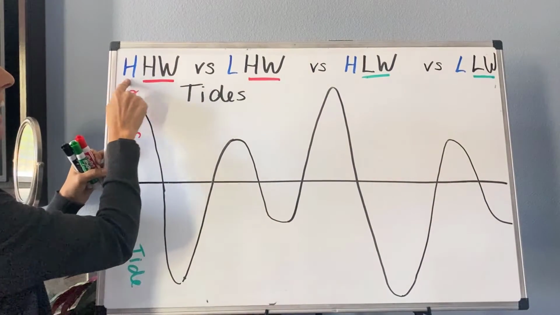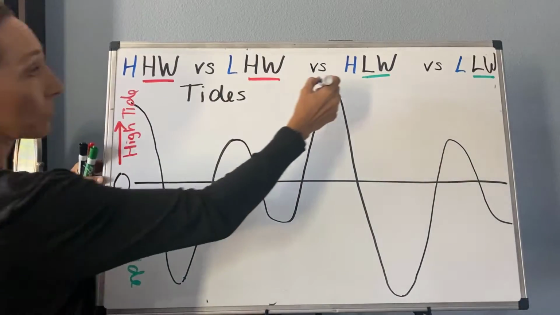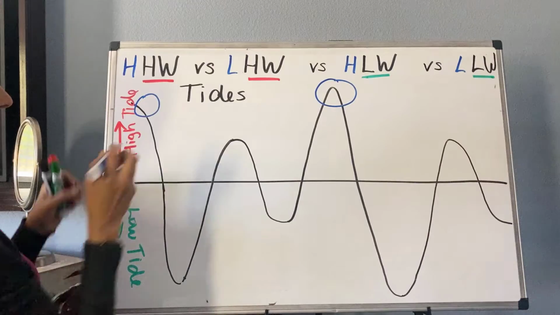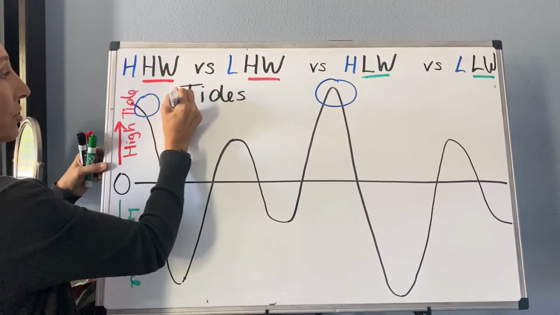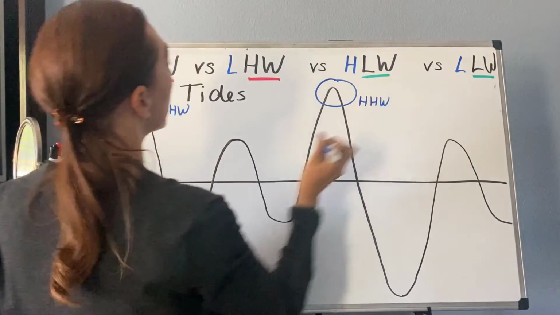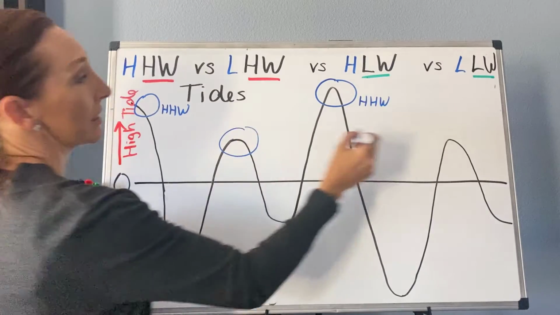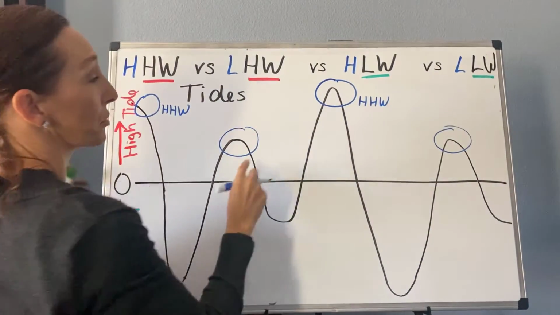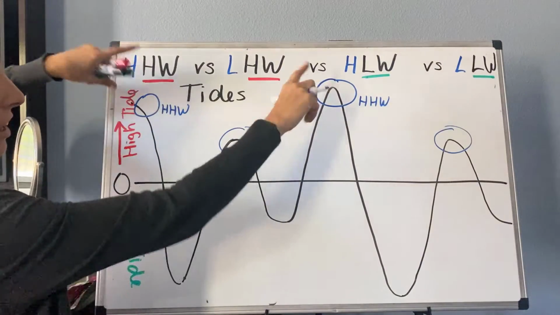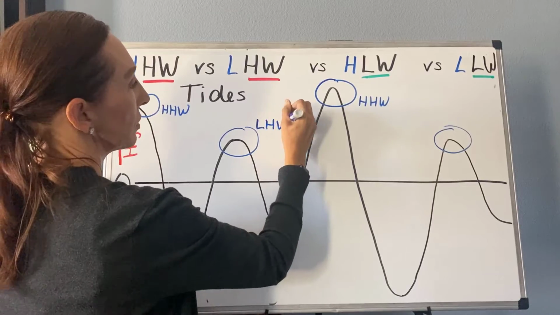The highest high water is going to be where you have the highest high water, here and here. So that's HHW. And then the lowest high water are going to be these in here. So it's the lower version of that. So you still have high tide. You're still on the positive side here. It's just not the highest, right? So this is going to be LHW.